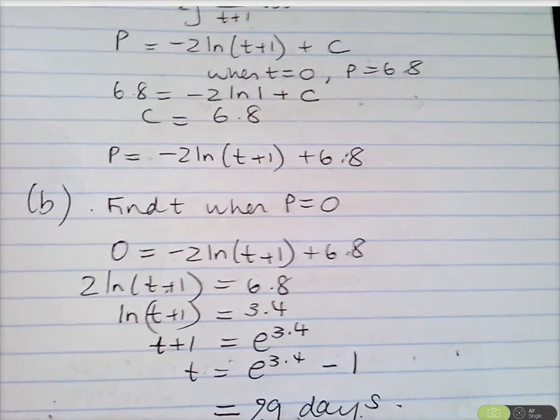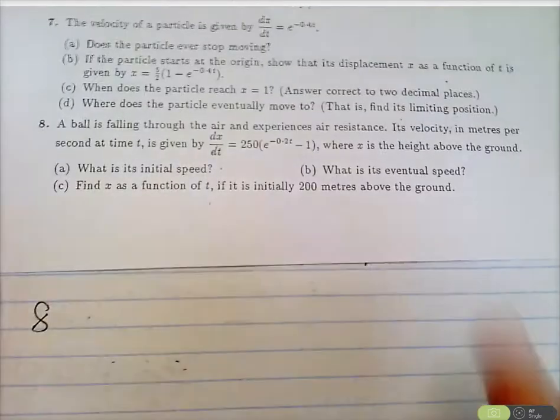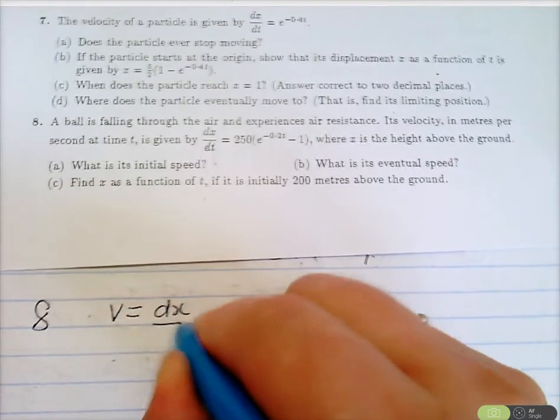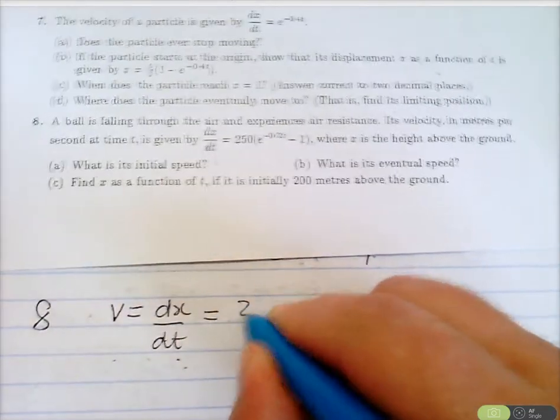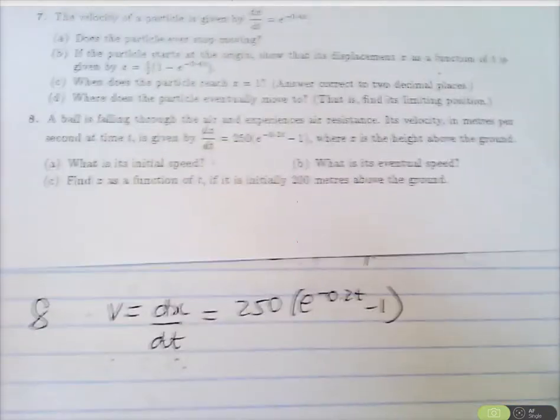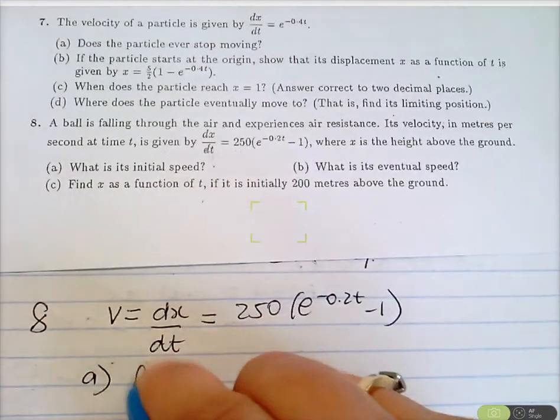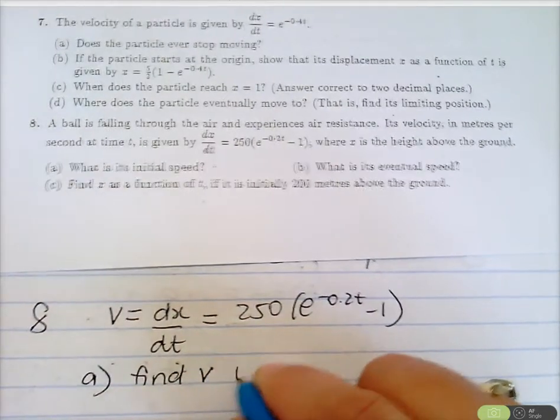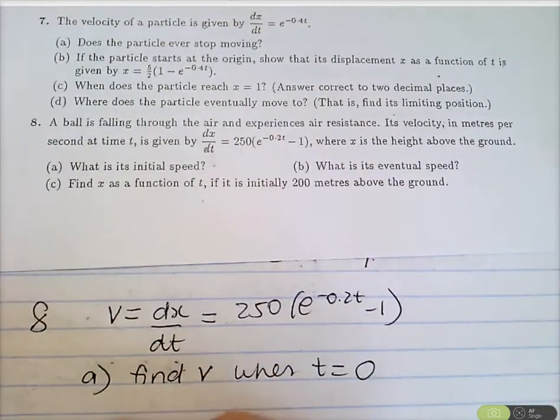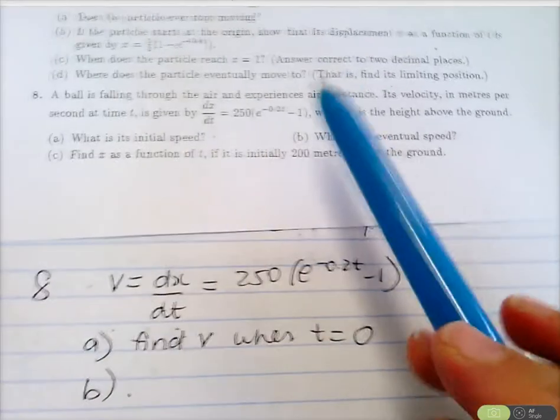So guys, the worst thing with this is interpreting what the question means. It tells us that the velocity is given by dx/dt, question 8, which is 250 e to the negative 0.2t minus 1. It says, what is the initial speed? That's asking you to find v when t is 0. I'm not going to do any more than that. Part B, you've got to read what the question's about.